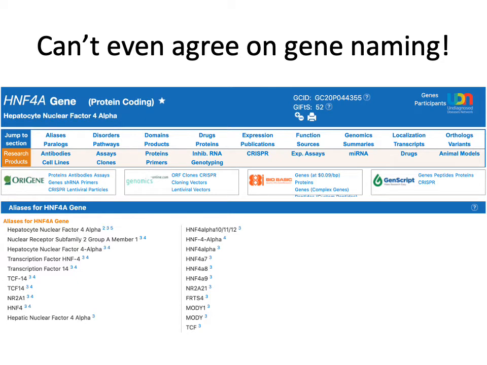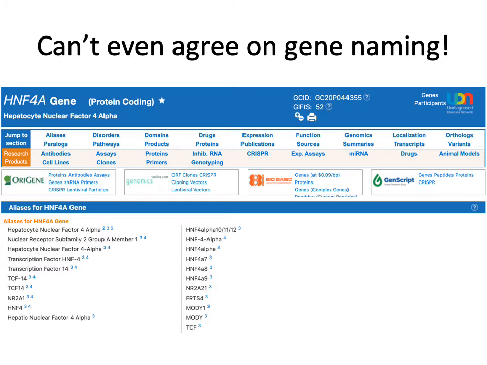Even at the level of naming genes, there's a lot of disagreement and discrepancy in the literature. So here, for example, is information on one particular transcription factor, HNF4 alpha. Basically, the bottom of this slide lists a bunch of aliases and synonyms for HNF4 alpha. And HNF4 alpha is a fairly important hepatic transcription factor that is pretty well characterized.